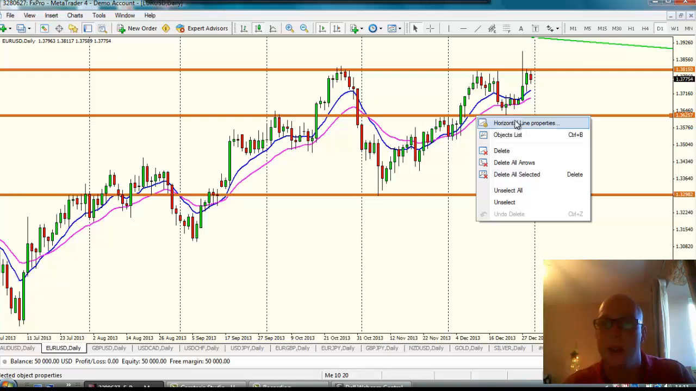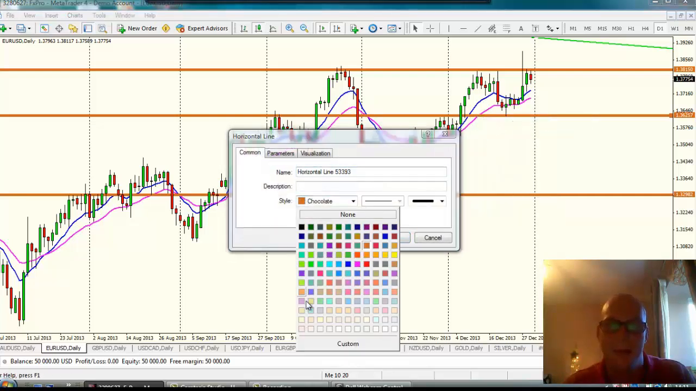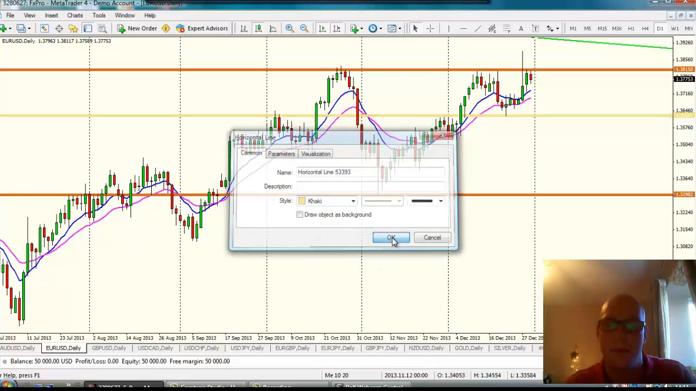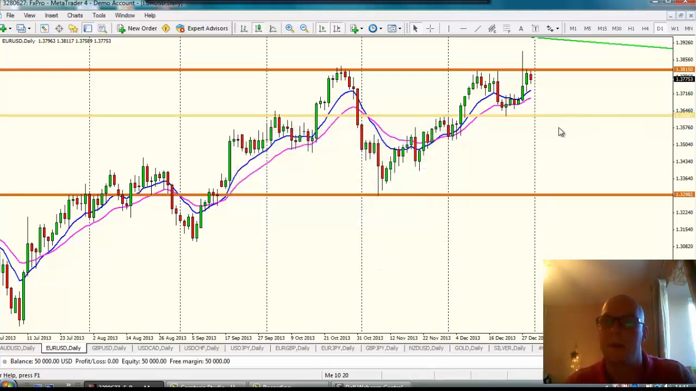Once again, change the colour to khaki. And from now, let's see if we can adjust that a little bit better. Well, that's pretty good there. We've got multiple touches there. Price moved lower on this doji candle here and touched it, which tells me that that level is good. This touch here just confirms that this level is holding.